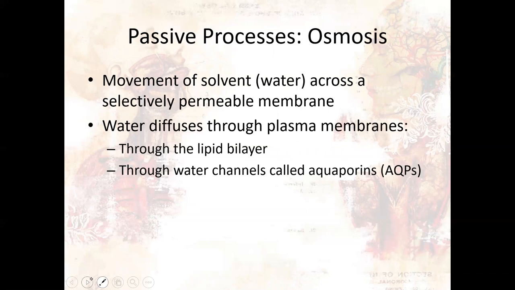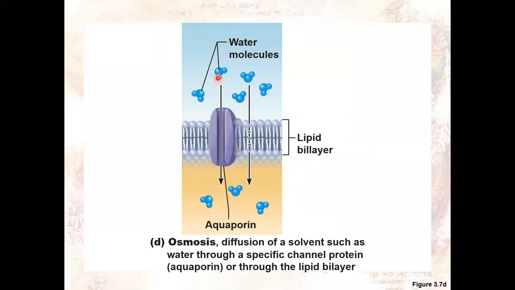The last type of passive transport we'll talk about is osmosis, and osmosis is the diffusion of water. Now, here's the thing. Everything's dissolved in water. So how does water diffuse if it's what everything is dissolved in? Well, water can go through that plasma membrane, and there are specific channels for water called aquaporins. And so there you see water moving through that channel in the membrane.